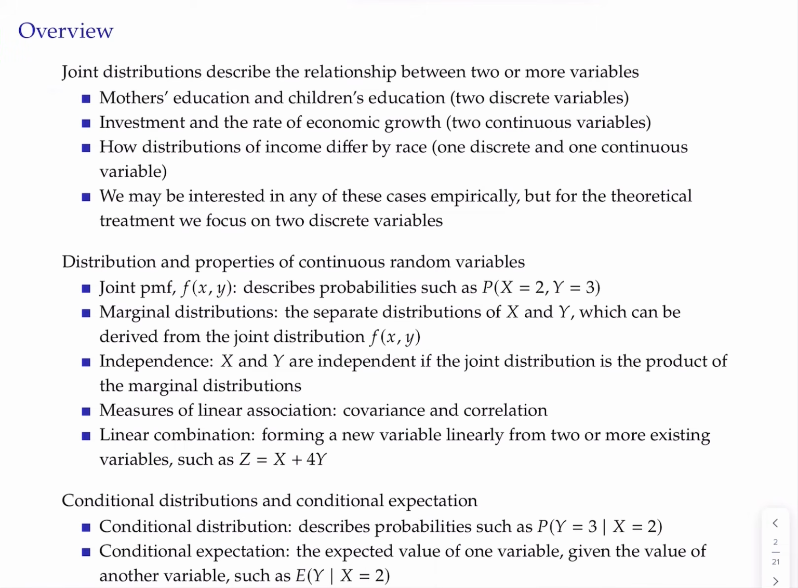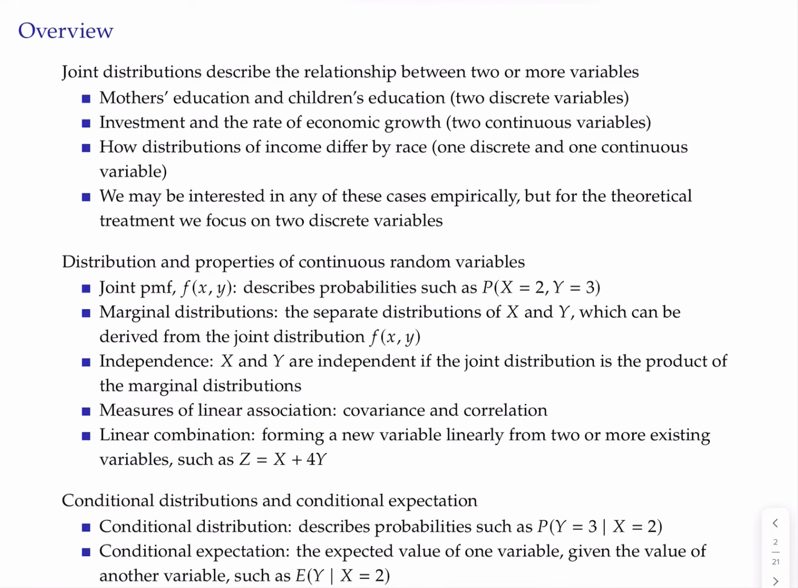We could look at the relationship between mother's education and children's education, and those would be two discrete random variables. We expect there to be some positive association between those two variables. Similar for the second example, rates of investment and economic growth in macroeconomies. That would be two continuous random variables. Again, we would be expecting some positive association there.